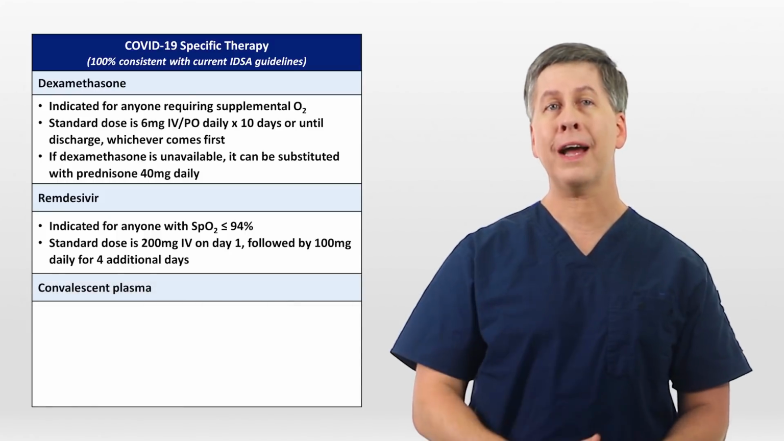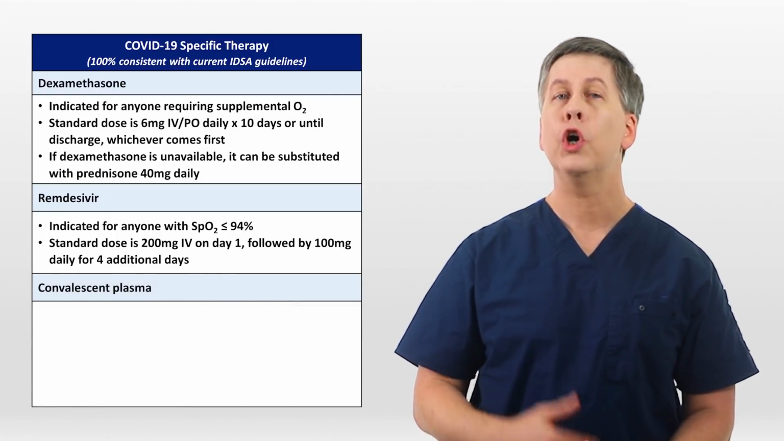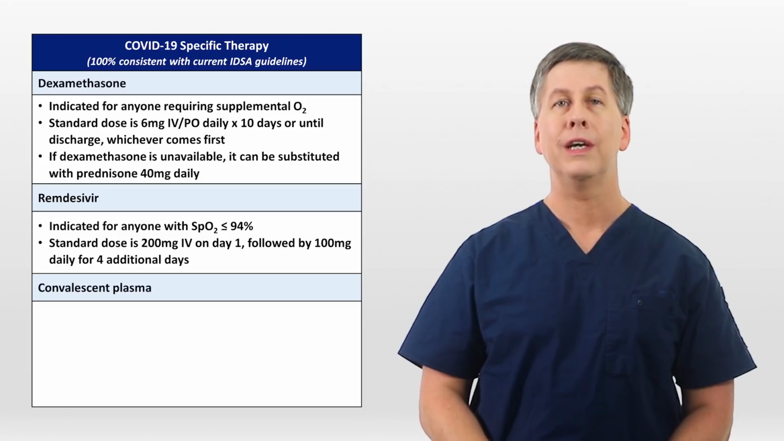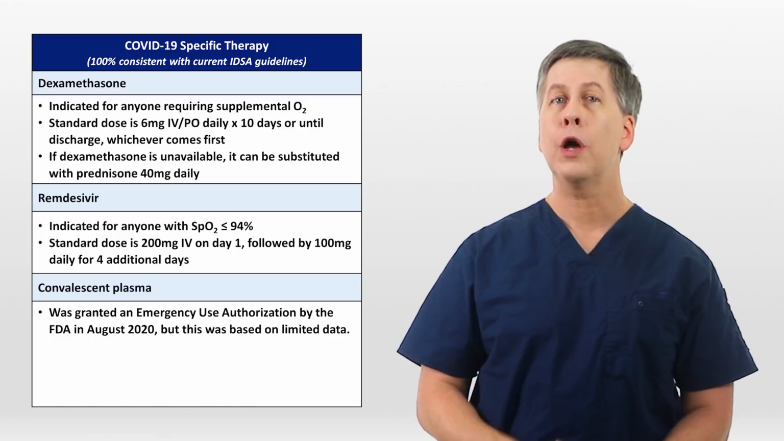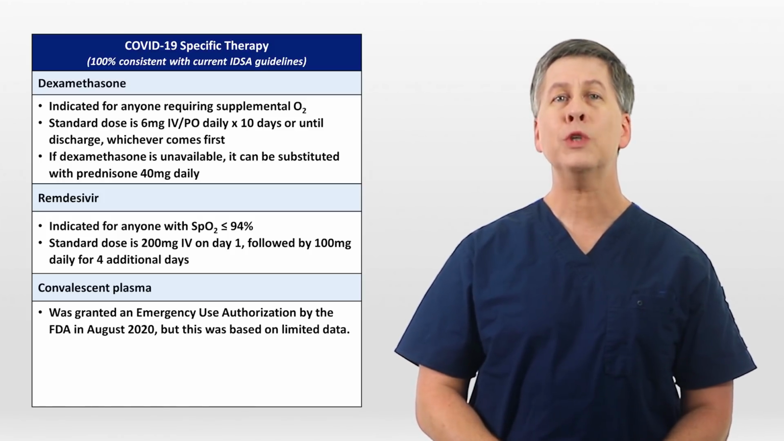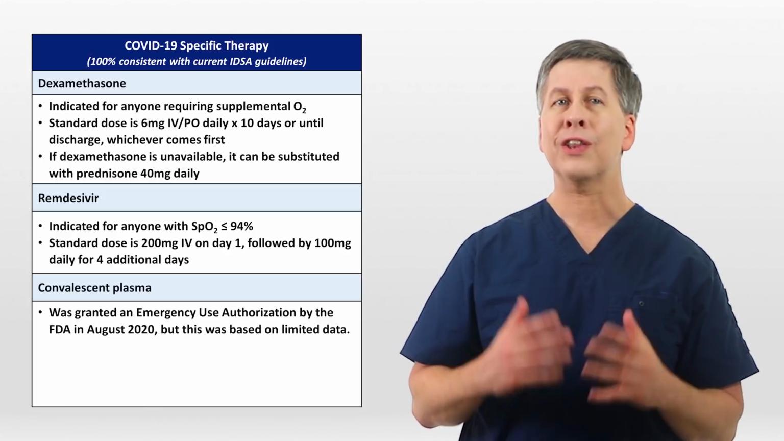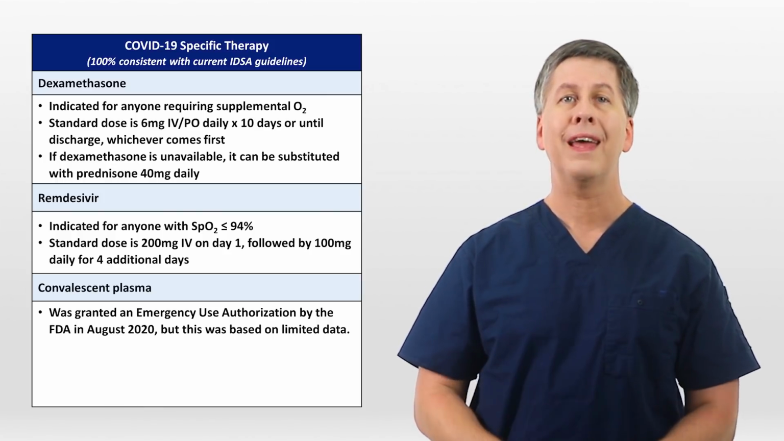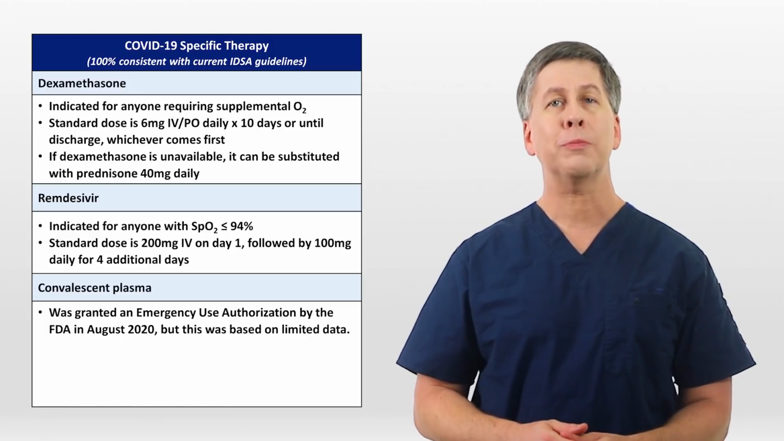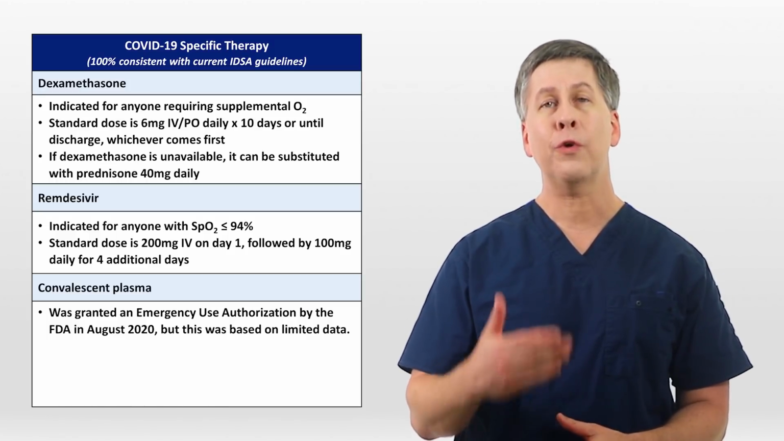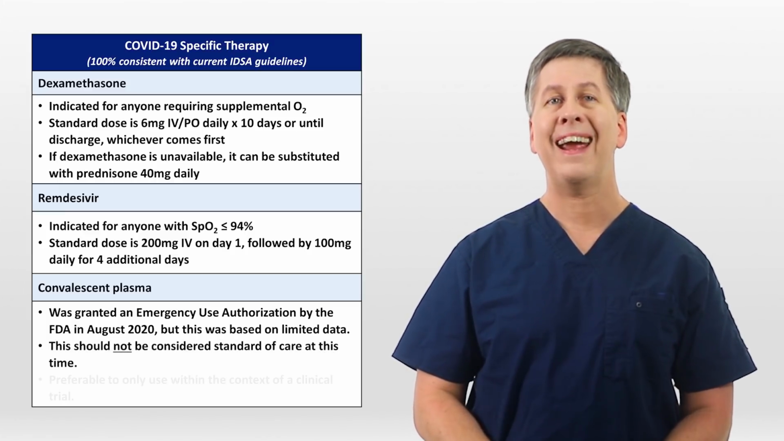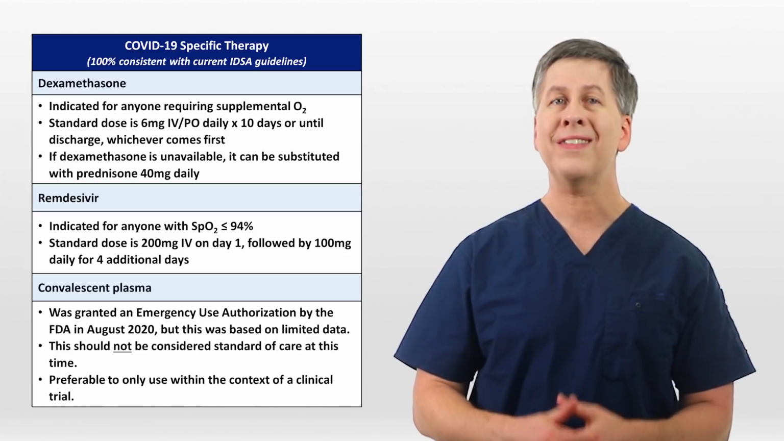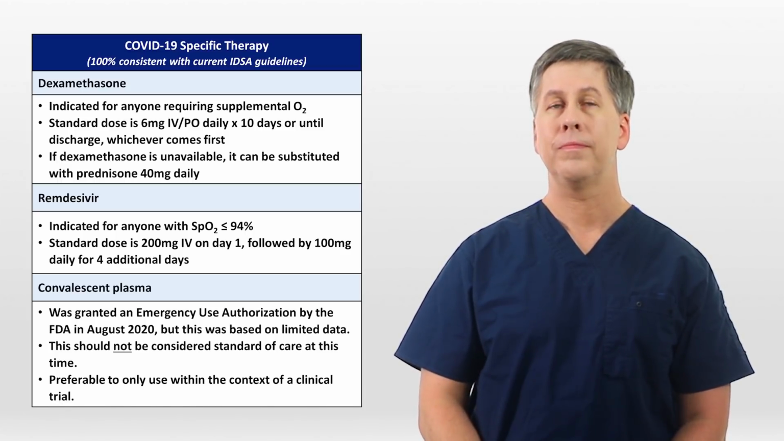And we also have convalescent plasma, which is antibody-rich plasma donated from COVID survivors. Here in the US, convalescent plasma was granted an emergency use authorization by the FDA in August, but this was based on limited data. The level of evidence needed for an EUA is less than needed for a conventional approval, and it's not even clear if convalescent plasma met the usual standard of evidence for an EUA. It should not be considered standard of care at this time, and it's preferable to only use it within the context of a clinical trial.